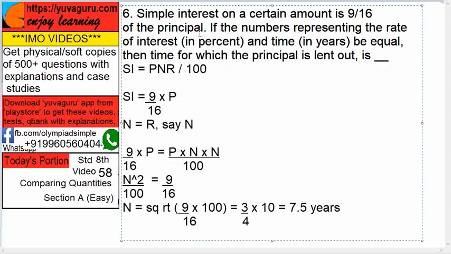If you are asked the rate of interest also, then also it is 7.5%.